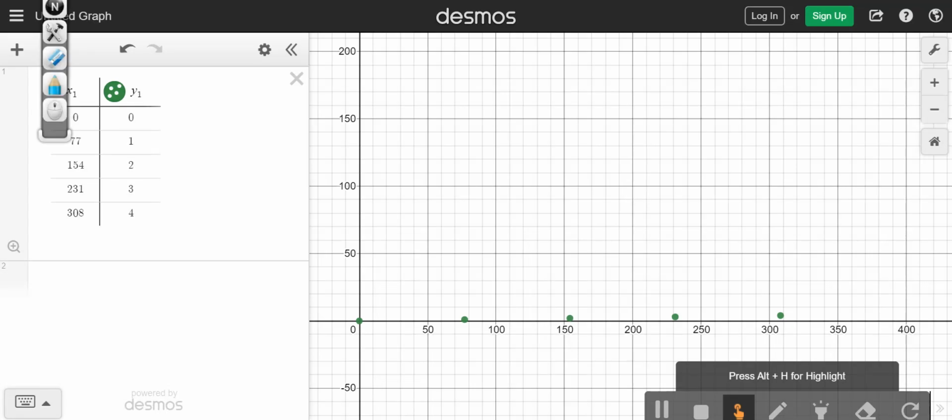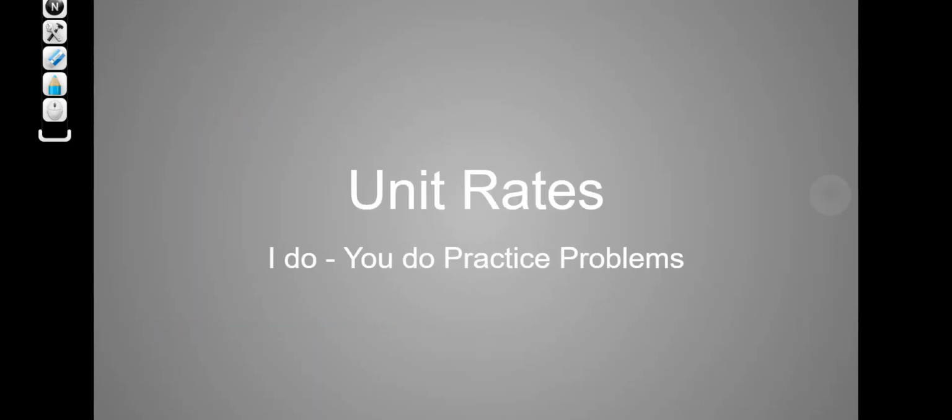Before we go, I want to go back to our slides and let's do some practice problems with unit rates. The way this works is I'm going to do a problem. I'm going to show you how to set it up and solve it. Then you are going to do the next one on your own. You'll pause the video and attempt it. At the very end, you will get the answers to all the you-do problems and one last assignment.